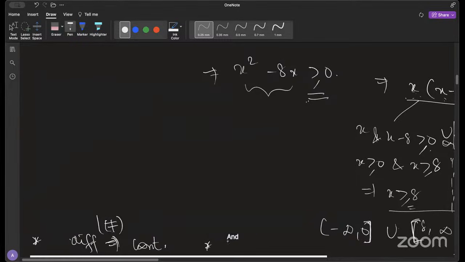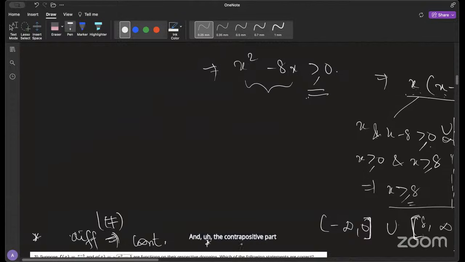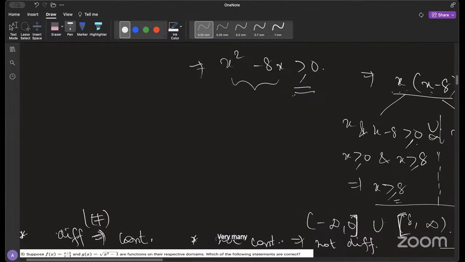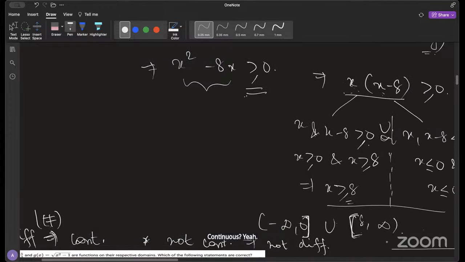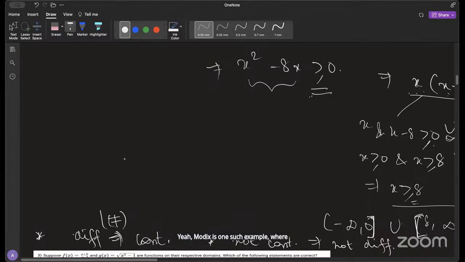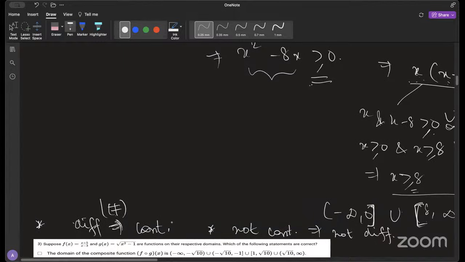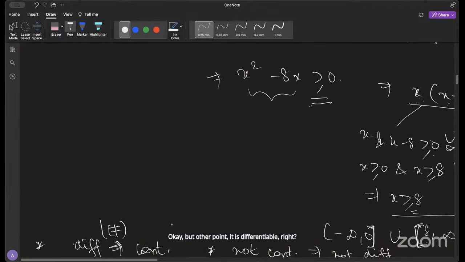And the contrapositive of this is: if not continuous, then not differentiable. Ma'am, any example of a function which is, let's say, continuous but not differentiable? Mod x is one such example, where your function is continuous but it's not differentiable at 0. Okay, but at other points it is differentiable, right? Only at x equal to 0 it's not differentiable. Yeah. Mod x is not differentiable at 0 and it's differentiable everywhere else.